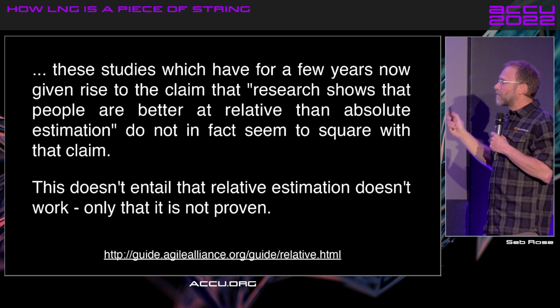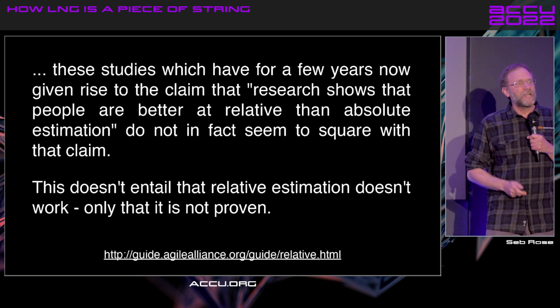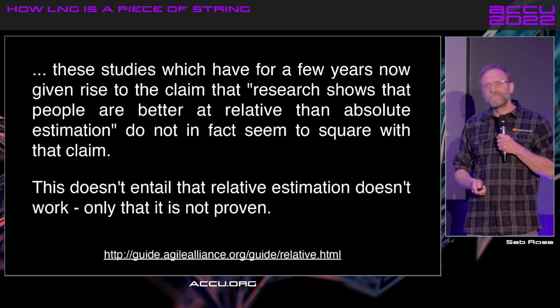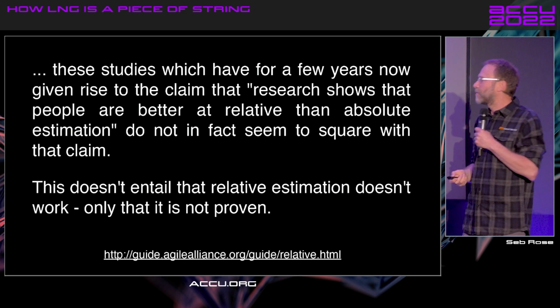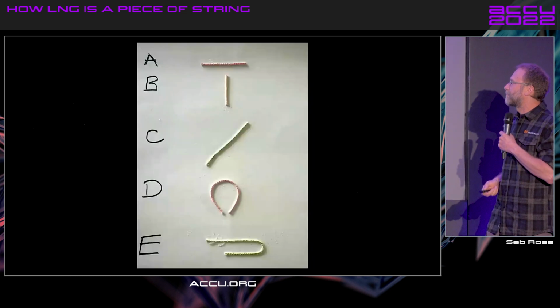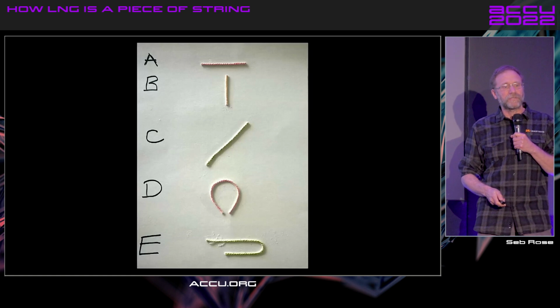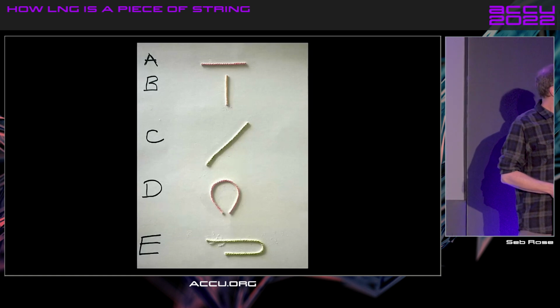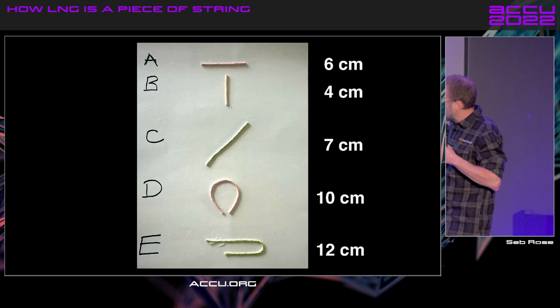However, there are studies on the Agile Alliance website that essentially say, well, we've done research about this, and actually, nah, there's no proof that this is the truth at all. Still, we carry on doing it, and everywhere you go, you get agile story point cards. So here, let's try a different one. Which of these pieces of string is the longest? E is the longest. There you go.